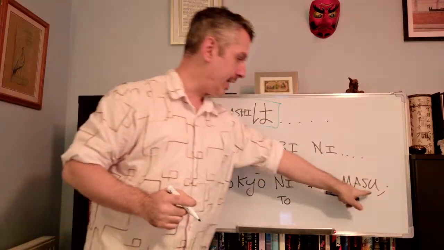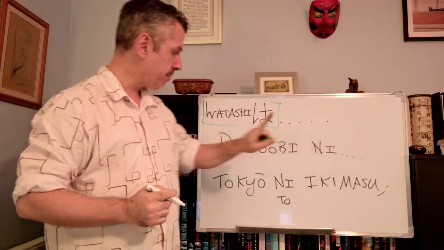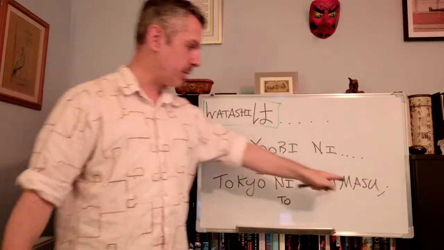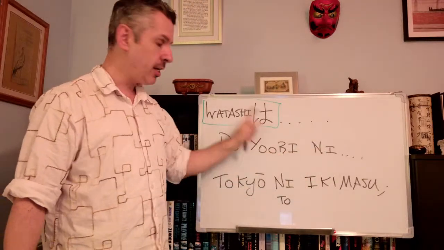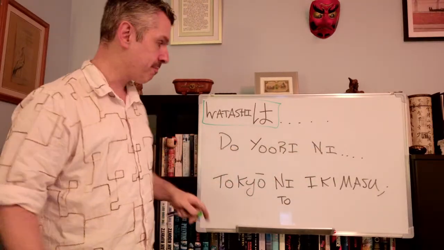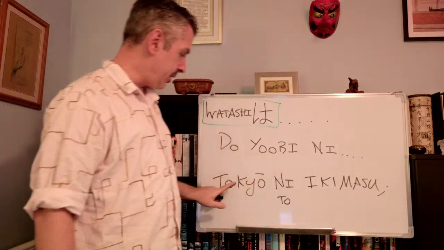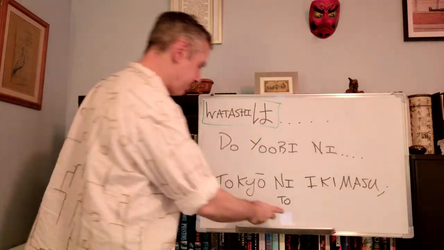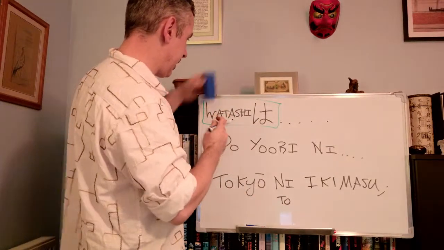Okay. We'll go to Tokyo on Saturday. Remember what I said last time? If you read backwards with simple sentences and it turns into perfect English, you know that your Japanese is right. Watashi wa doyobi ni Tokyo ni ikimasu. Perfect. There's your sentence.